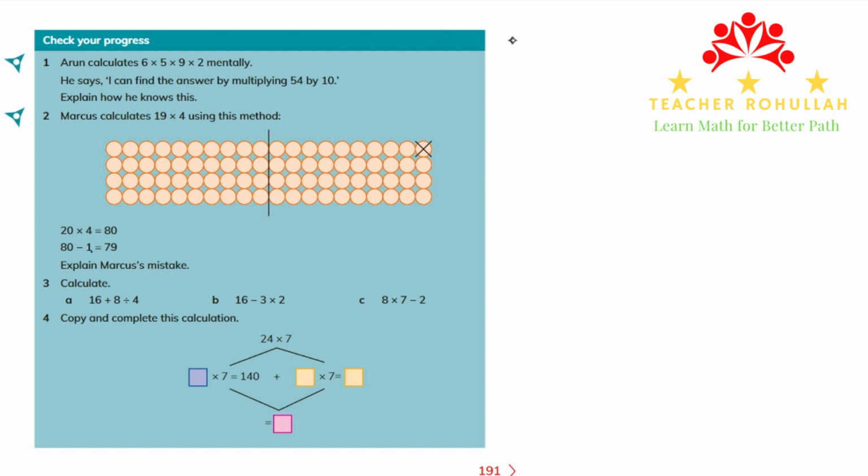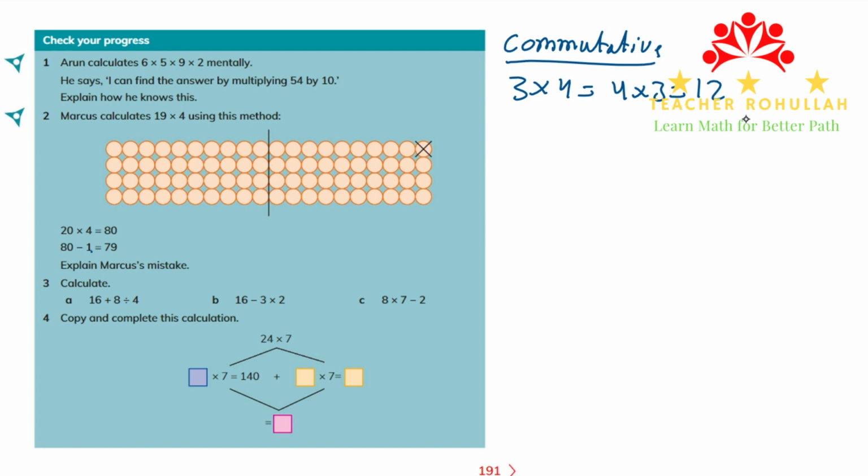The first law is the commutative law. In the commutative law, it says when we multiply or add two or more numbers, changing the places of the numbers does not change the product or the sum. Suppose you multiply 3 and 4, 3 times 4 equals 4 times 3. Although we change the places of the numbers, we still get 12. So changing the places of the numbers does not change the product.